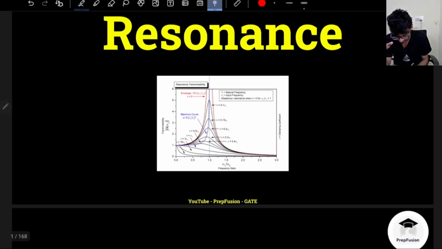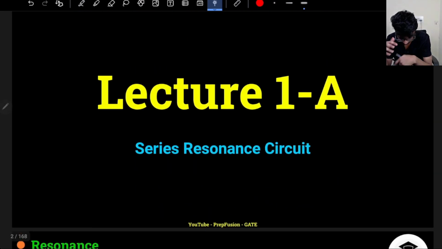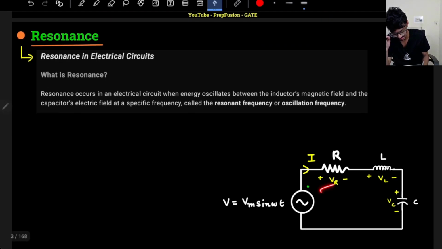So you can see this graph. Somewhat I have taught in control as well. So we will see more about this, go more deeper into this. Before going, obviously we have to understand what is resonance, what are the simple things. So we will start with the series resonance circuit. What is series resonance circuit? It is simply a series RLC circuit. I have all the components. The most common circuit which you will see for resonance is the series RLC.